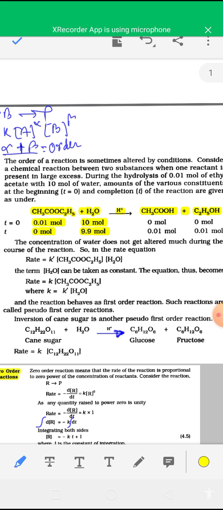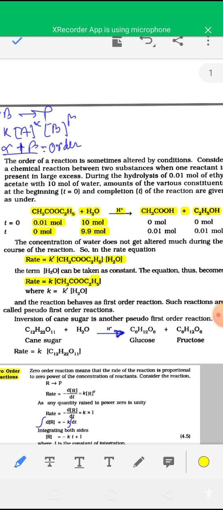This reaction seems to be second order reaction, because you may think that rate of the reaction will depend on the concentration of both, concentration of ethyl acetate and concentration of water. Okay, but the rate of this reaction is actually dependent on concentration of ethyl acetate, not on the concentration of water.